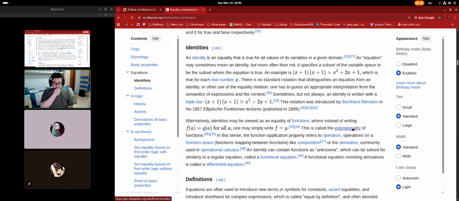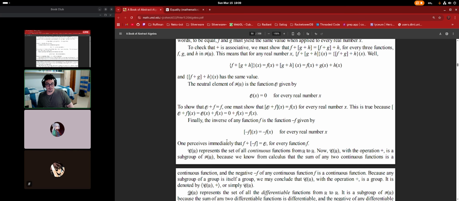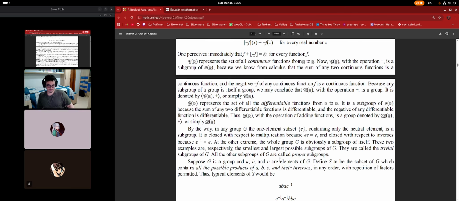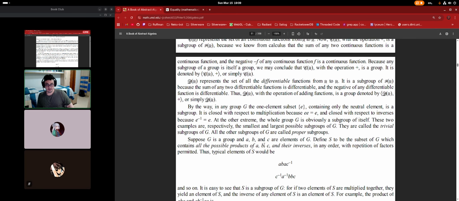Okay. Yeah, so this is the extensional way of defining functional equality. Anyway, we're trying to use the same principle for the inverse, and then you can do it with many functions and things like that. And yeah, this is actually pretty cool.